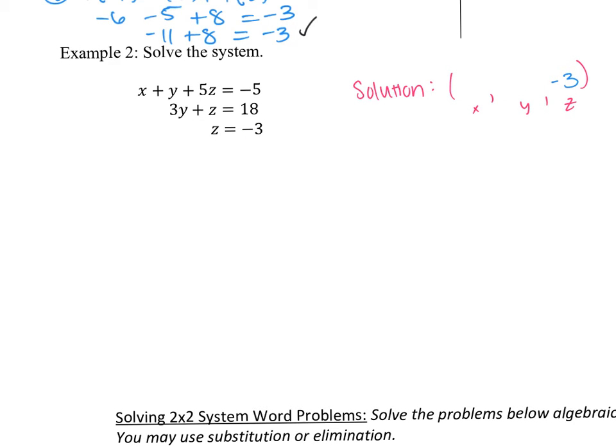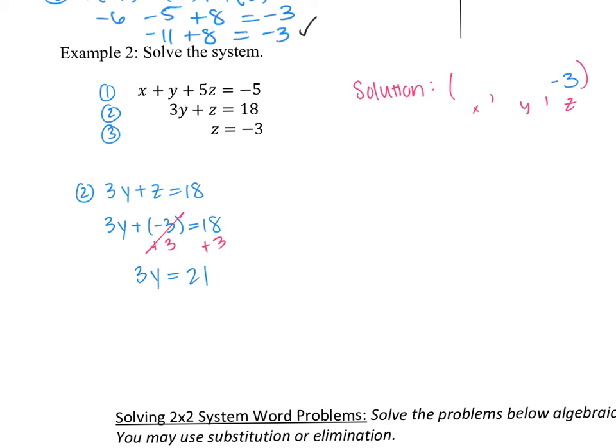So if I number all these equations, I can take the second equation, 3y plus z equals 18, and plug in my z, which is negative 3. And I can go ahead and add the 3 to both sides to try to cancel out that 3. So this would be 3y equals 21. Divide by 3 to get rid of that 3 on the y. And so my y here is 7. 21 divided by 3 is 7. And so 7 here is my y value.